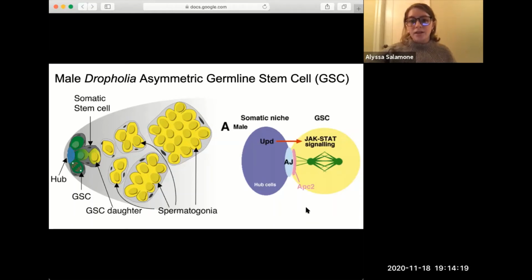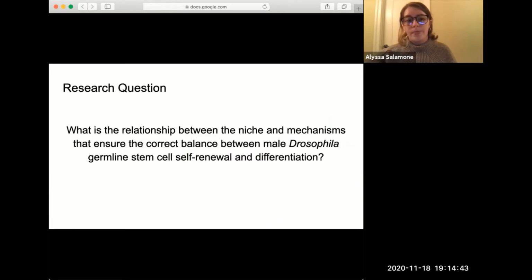The pink structure in this diagram labeled APC2 is one of two Drosophila homologs of the mammalian tumor suppressor gene. This APC2 is located next to the AJ, known as the E-cadherin, and between the hub and GSC interface, since it is an anchoring platform for localized concentration of APC2. The main research question of this article was, what is the relationship between the niche and the mechanisms that ensure the correct balance between male Drosophila germline stem cell self-renewal and differentiation?